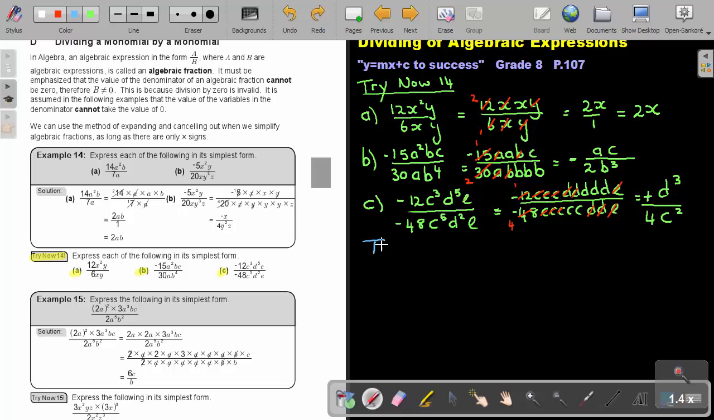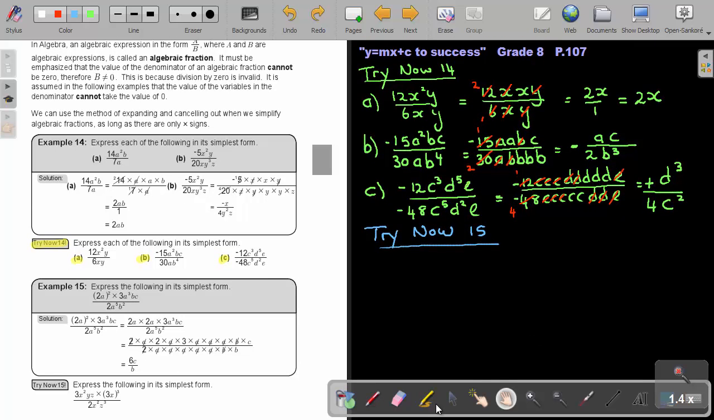Okay, I just have to move it a little bit up so that we can see it nicely. So this was 3x squared yz times 3x, all to the power of 3, over 2x squared z cubed.